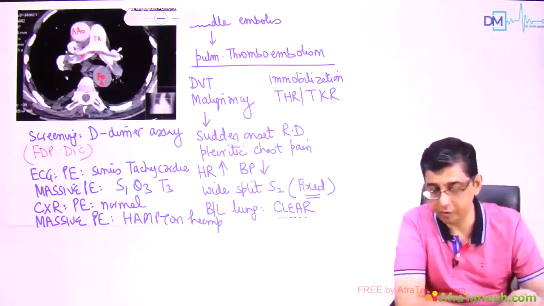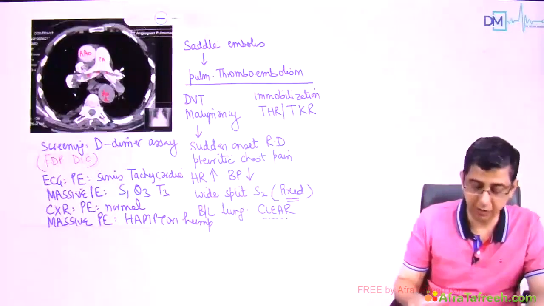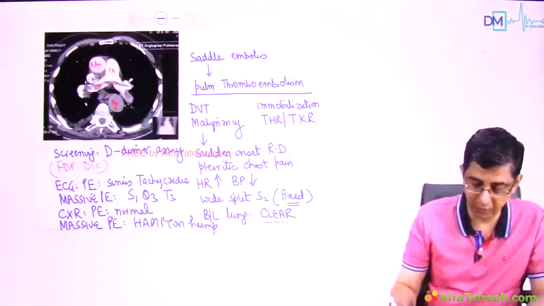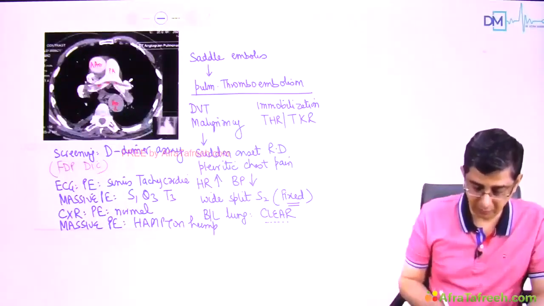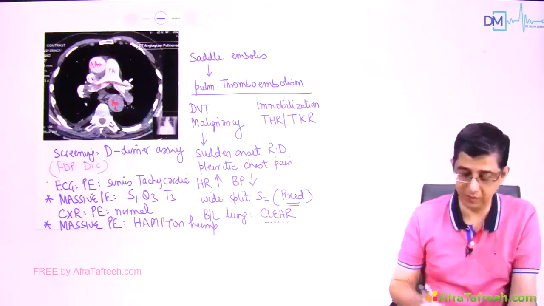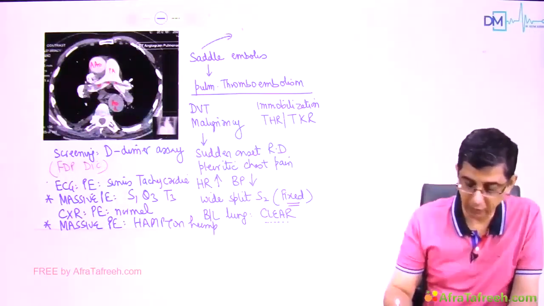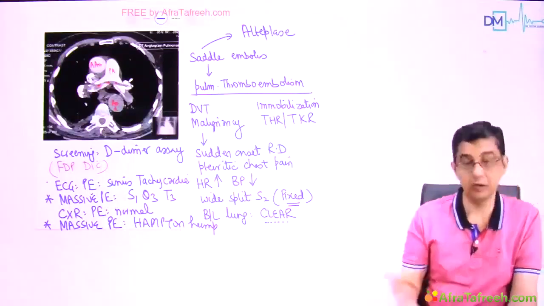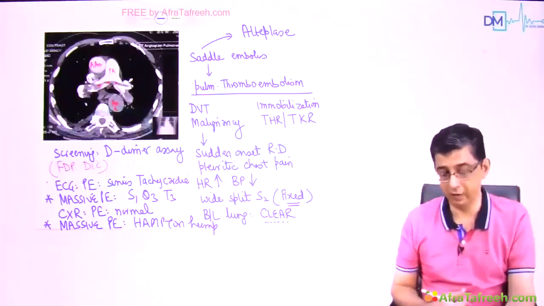For treatment of this particular condition, if he says what is the treatment for saddle embolus, obviously the manifestation will be massive pulmonary embolism in a patient. Massive pulmonary embolism is treated by thrombolysis. The thrombolysis which would be given in this particular case would be alteplase, that will dissolve the clot and therefore the patient will definitely recover.